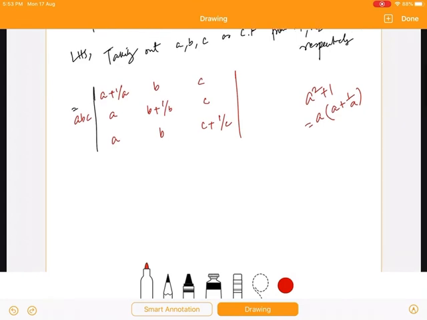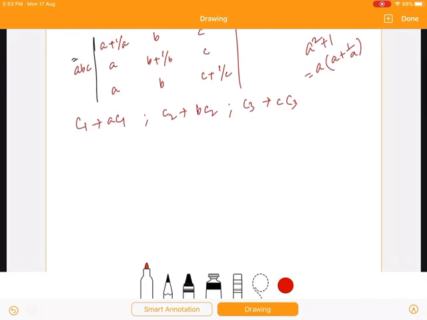Now A, B, C are all alone. So now I will multiply A with this one. So C1 implies AC1. C2 implies BC2. Then C3 implies CC3. Clear? Yes, sir. Now you will get everything as A square, B square, C square.